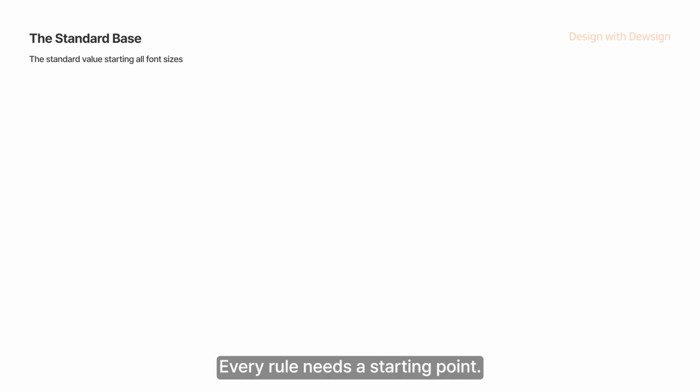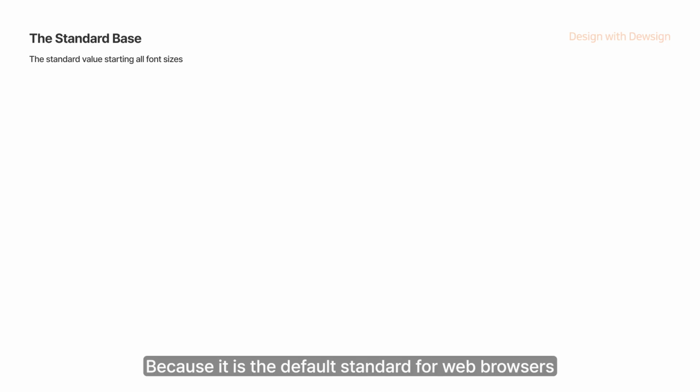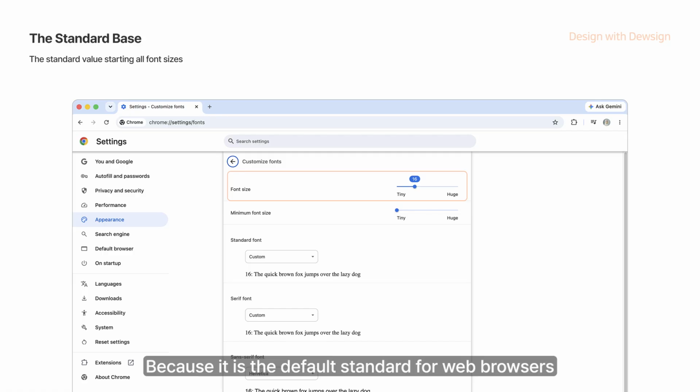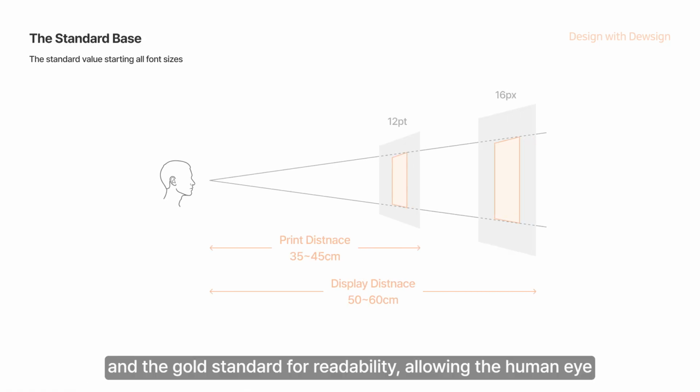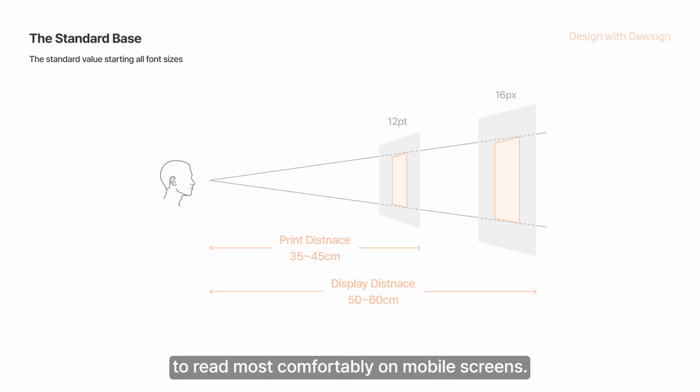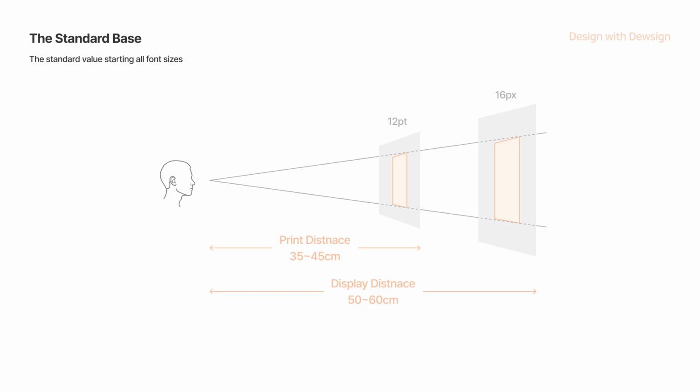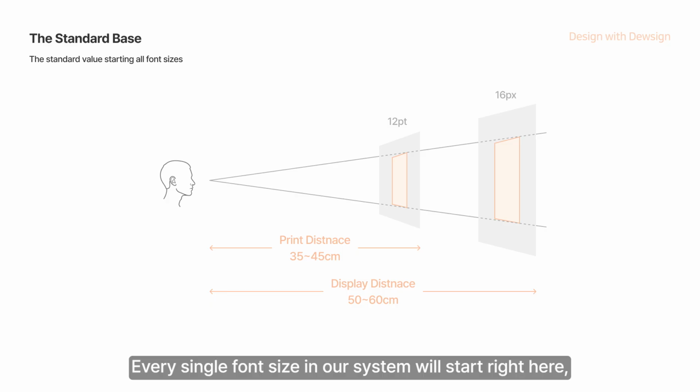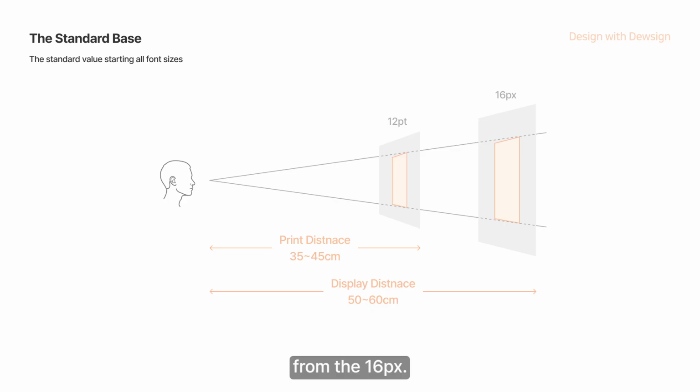Every rule needs a starting point. Why exactly 16 pixels? Because it is the default standard for web browsers and the gold standard for readability, allowing the human eye to read most comfortably on mobile screens. Every single font size in our system will start right here from these 16 pixels.